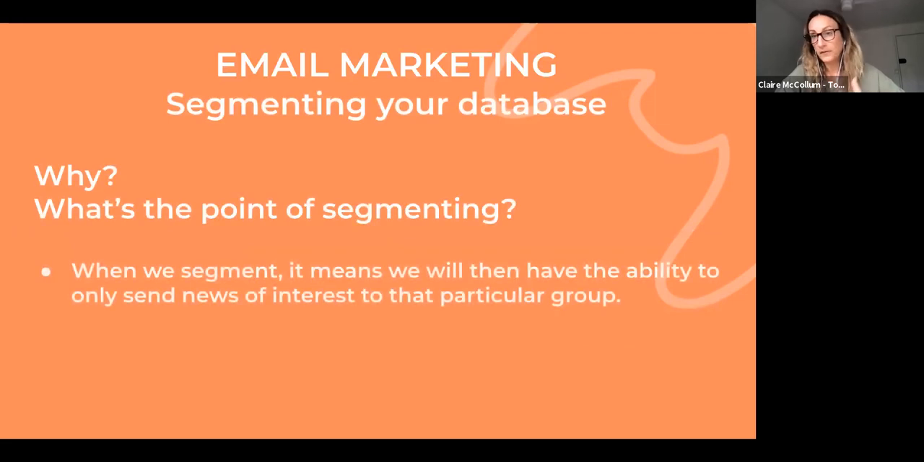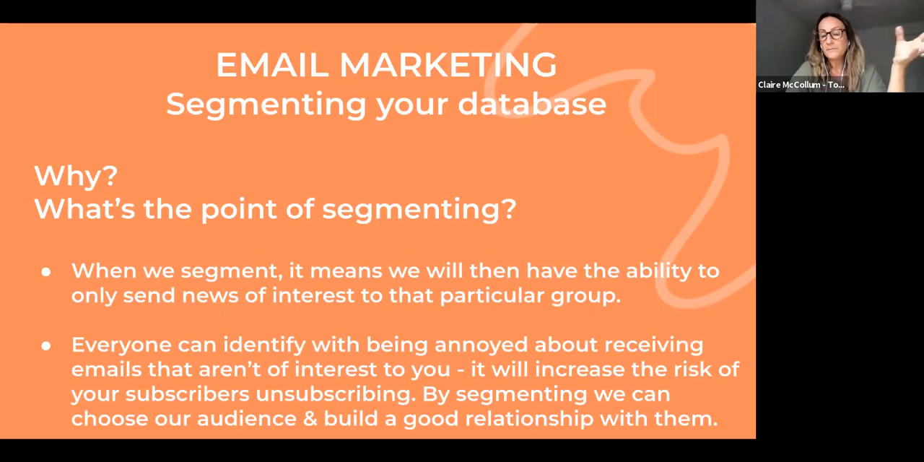So why do we do it? What's the point of it? When we segment, it means that we'll have the ability to only send news of interest to that particular group. For example, say we've got an accommodation business, let's just use that as an example. We have some accommodation that's suitable for couples. We might have some that's suitable for families. And this is what will happen with all of our products. We'll have certain things that'll be suitable for certain types of people. So by learning what our past relationship is with them, or even what their interests are, we're able to only send information that's relevant for that particular group.